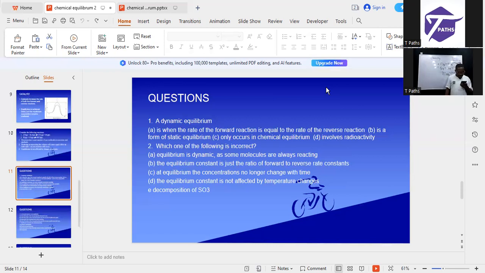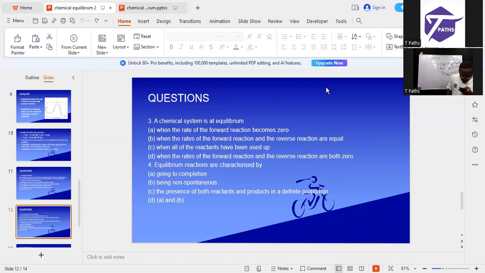Chemical system. The next question there. You can see the next question there. I would say A, going to completion. B, being non-spontaneous. C, the presence of both reactant and product in a definite proportion. D, A and B. They are characterized by what? The answer is D, A and B. Going to completion and being non-spontaneous. Please note that. Non-spontaneous means that the reaction will be what? Will be forced. So the answer to that question is option D, A and B.